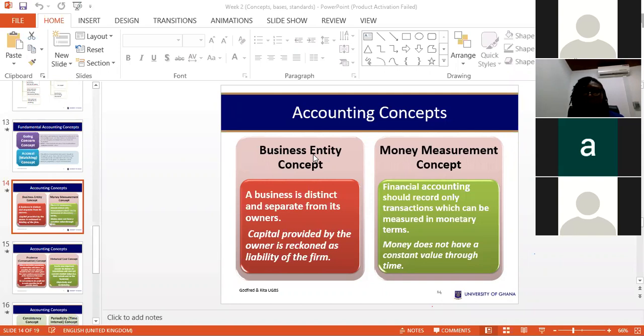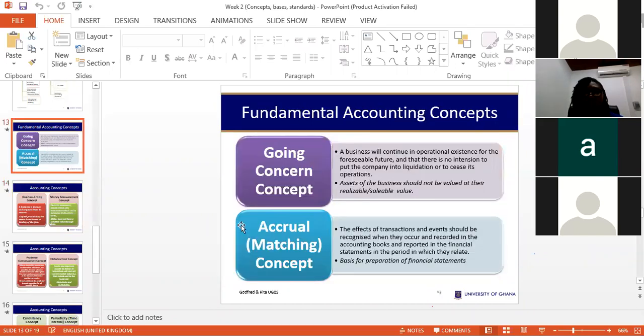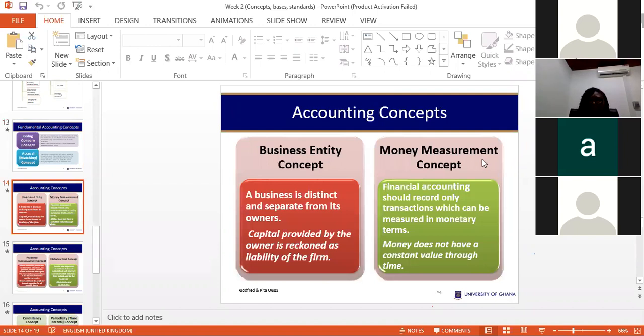Somebody wanted the accrual concept to be explained again. The accrual concept suggests that you record transactions and events when they occur, you recognize them in the period they occur, and you must match all revenues and expenses. You must put all the transactions in the period they occur. So that is it. Then we have the money measurement concept.